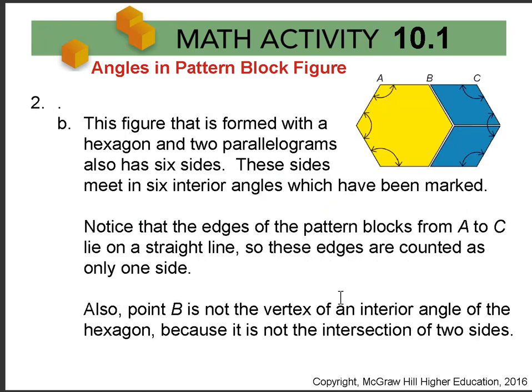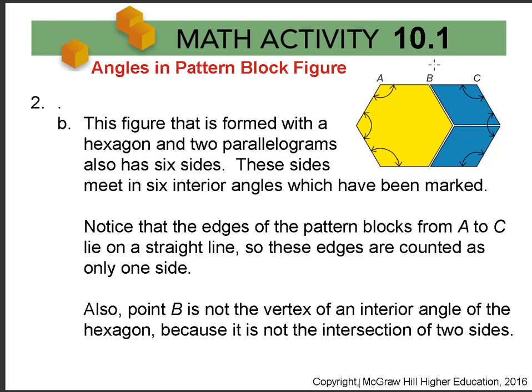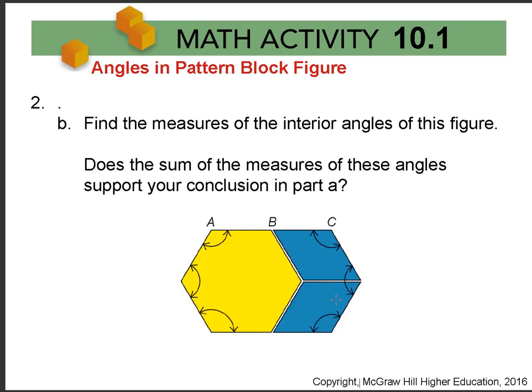Then in part B, we have another hexagon, also with 6 interior angles. And notice here that this straight side is also made of 2 pattern blocks, and it's not marked as an interior angle. It's part of the side of the polygon. You can see we further noted here that point B here is not a vertex of this polygon. So find the measures, and does this match your conjecture from part A?